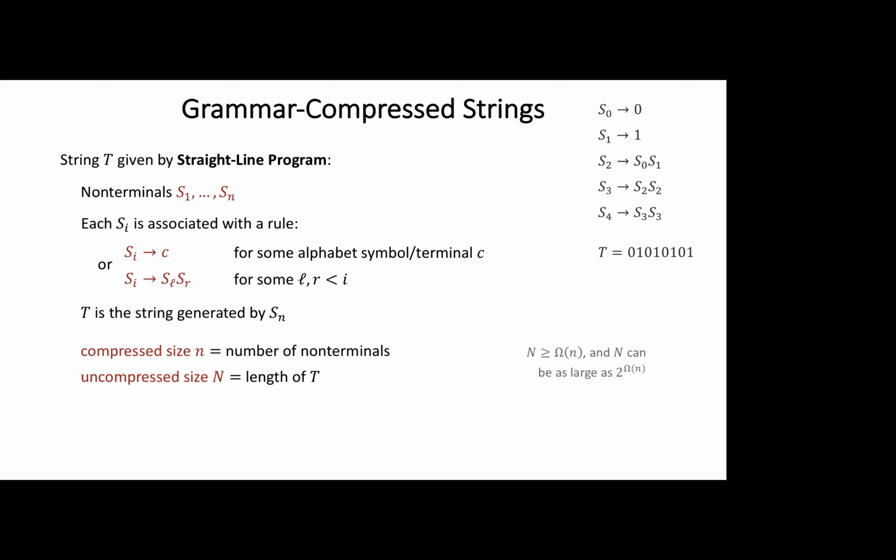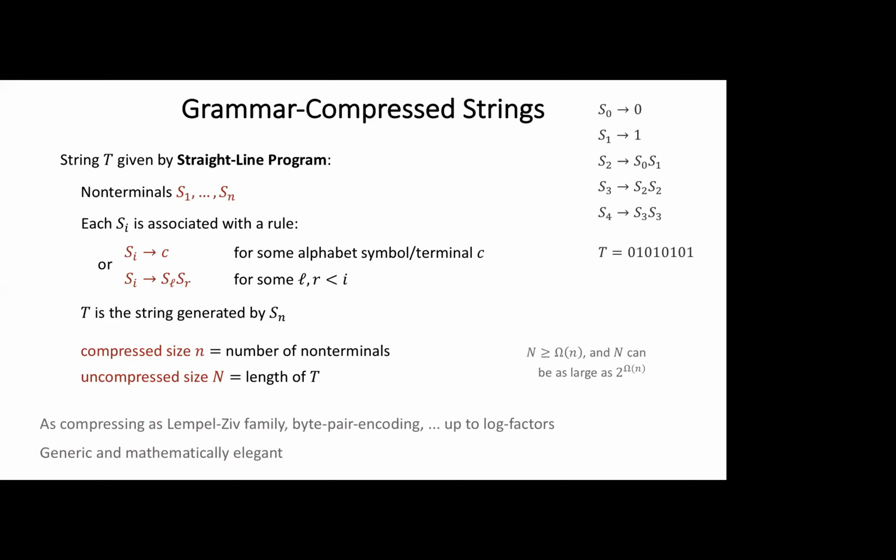Now there are two important parameters here. So n, the number of non-terminals, this is what is called the compressed size. That's little n, and big N, that's the length of the generated string. That's the uncompressed size. And in general, little n should be smaller than big N, otherwise it doesn't make sense to compress. And in general, they can actually be up to exponentially far from each other. Big N can be exponentially large in little n.